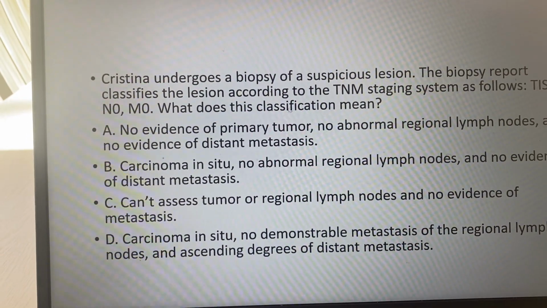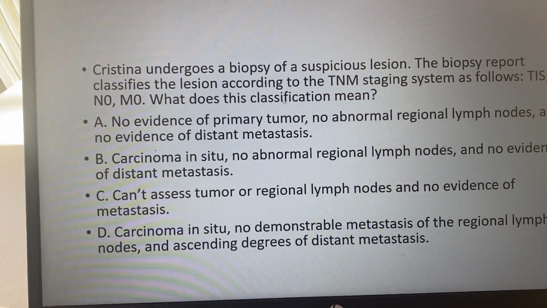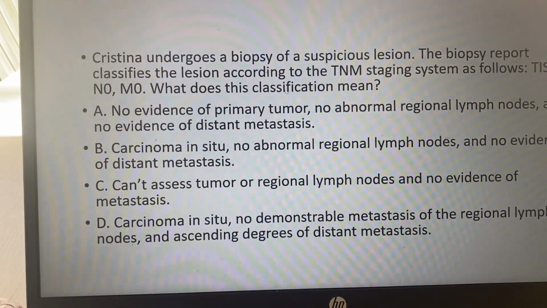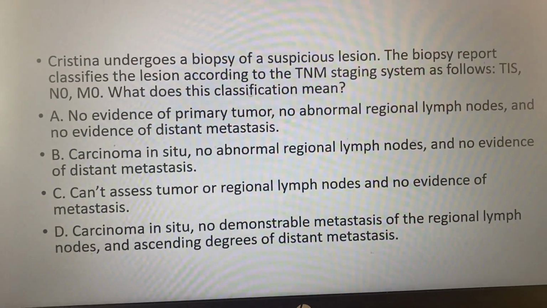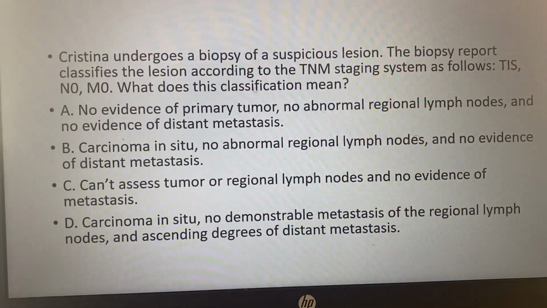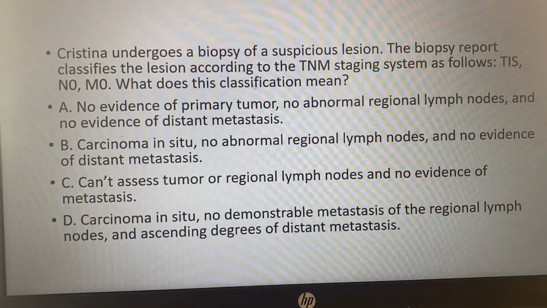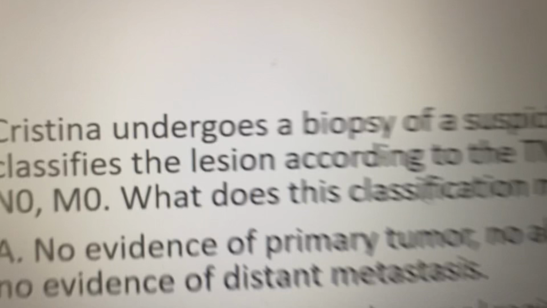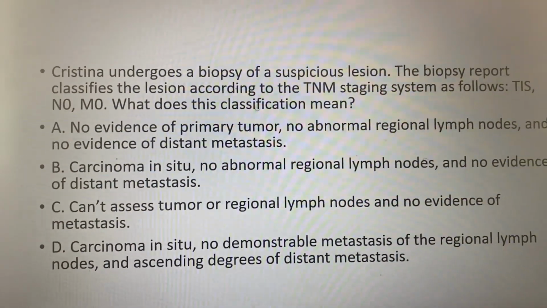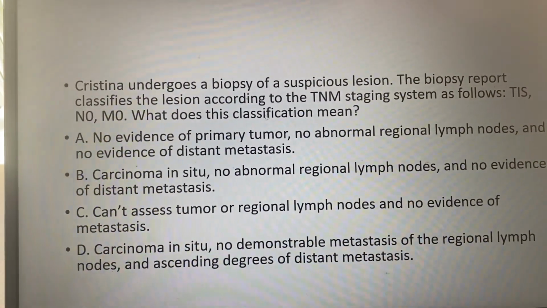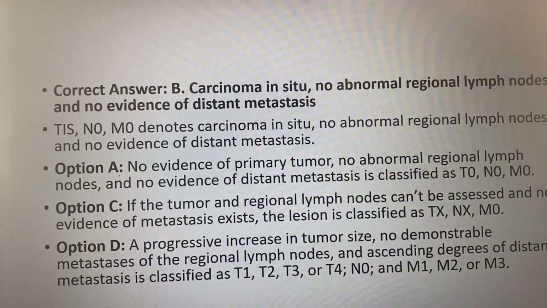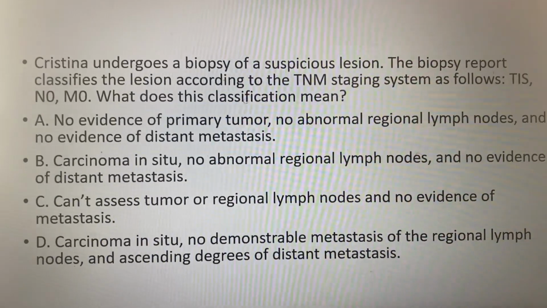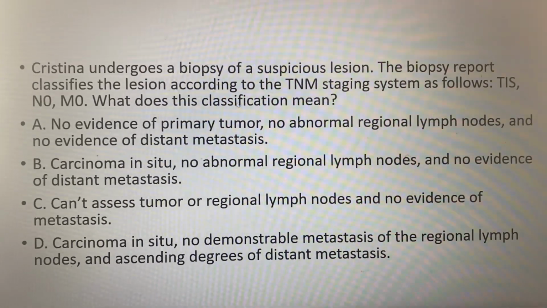So we have to, again, read the whole entire statement and say, okay, let me make sure everything in here is true. So if we look at D, just for time's sake, we'll see and ascending degrees of distant metastasis. Well, if we look at again, M0 means no metastasis. So we're not going to choose D, right? All right, and then we're going to choose B. B would be the correct answer because again, B says there's no evidence of distant metastasis.